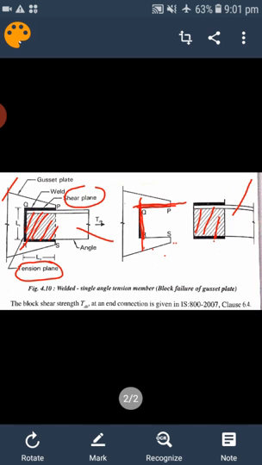In the next lecture, when I solve the problems, you will understand these three modes of failure, how they can be calculated, how the design load can be calculated, and which one governs the design strength of the member. Thank you.